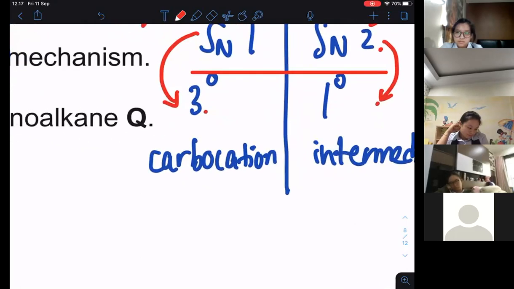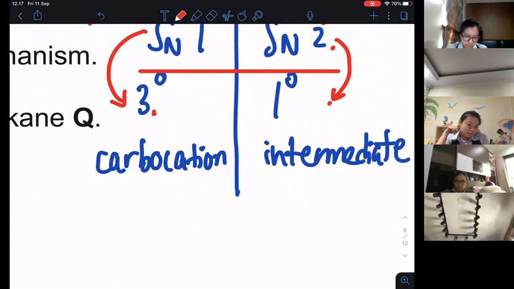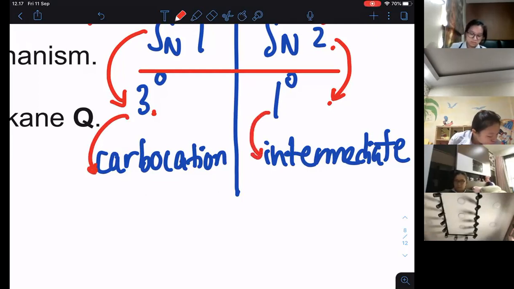The moment you know that, you will know that if you have a tertiary halogenoalkane, it involves a carbocation. Tertiary carbocation and primary carbocation, which one is more stable? Tertiary carbocation is more stable than primary carbocation, so tertiary has a tendency to form a carbocation. Primary is not stable, so it will not form a carbocation. It will form an intermediate instead. Nicole, Trisha, are you there?